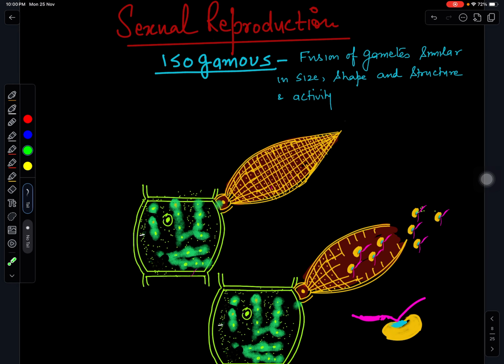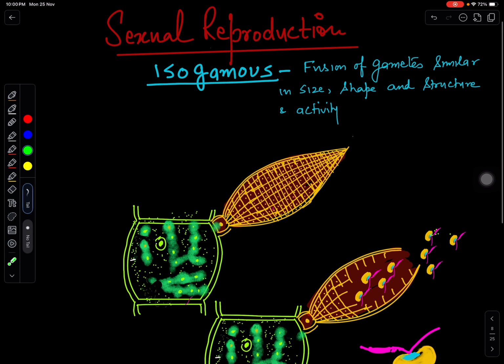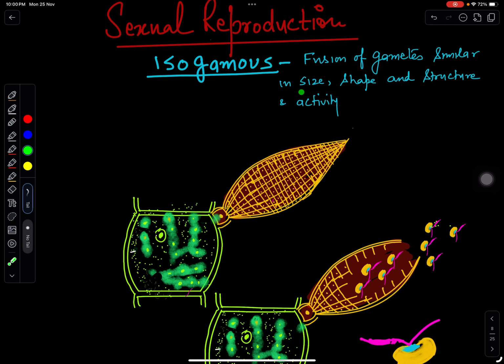Now sexual reproduction can be of three types. One is isogamous, right? This is isogamous. The word iso means similar. Gamous means similar gametes. So gametes will be formed with similar size, shape, structure and activity. I'll give you an example. Supposing this is one gamete, this is another gamete, right? This is bearing flagella, this is bearing flagella.